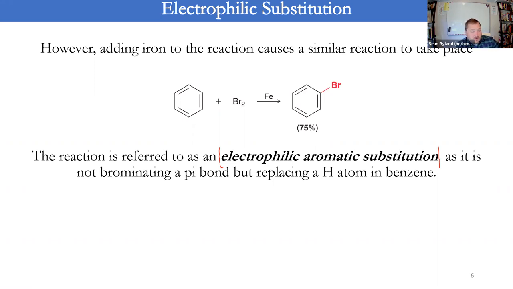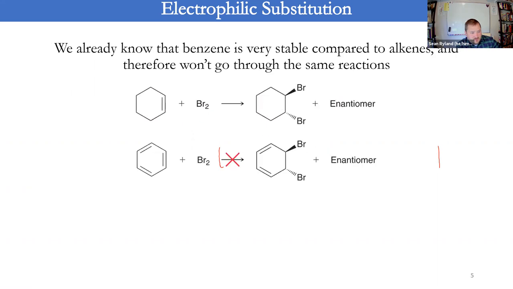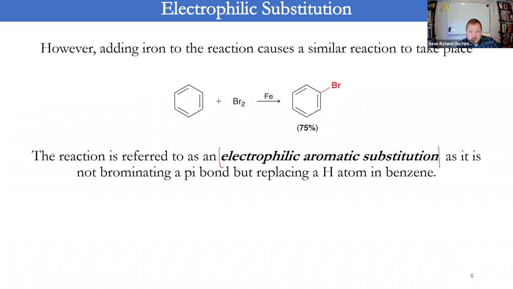This is a little bit weird though, because just having bromine does nothing. But if we have bromine and iron or other metals, we can get this reaction to happen with reasonable yields, not great yields. So what could the metal be doing that might make this change?